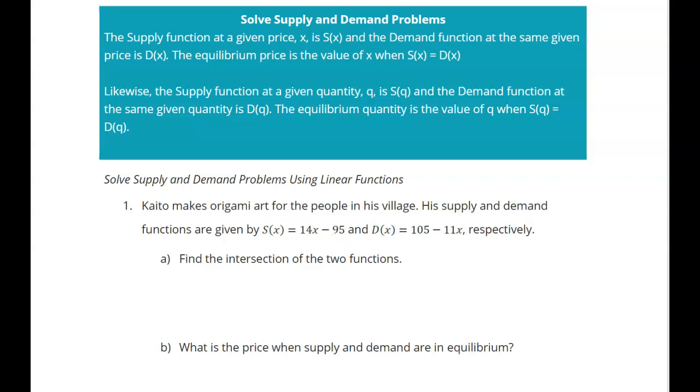Now, to get the intersection of two functions, we will just equate the two functions, that is solve S of x equal to D of x. So S of x is given by the expression 14x minus 95, and our D of x is equal to 105 minus 11x. Then we will solve for x. So to solve for x, we will put all expressions that contain x on the left-hand side of the equation. And we can obtain that by adding 11x to both sides.